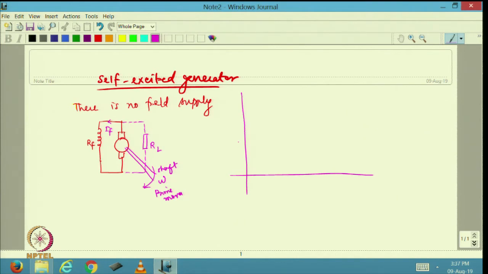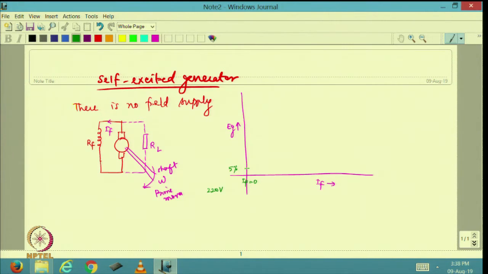So, let us say this is my Eg and this is my If, and let us say there is some residual magnetism already existing in my machine. Even without any field current, so If is 0 at this point, I will still have at least some amount of generated voltage. This voltage may be 10% or less, or 5% let us say, of rated EMF. So, if rated EMF is 220 or 200 volts, this is going to be of the order of about 11 or 12 volts.